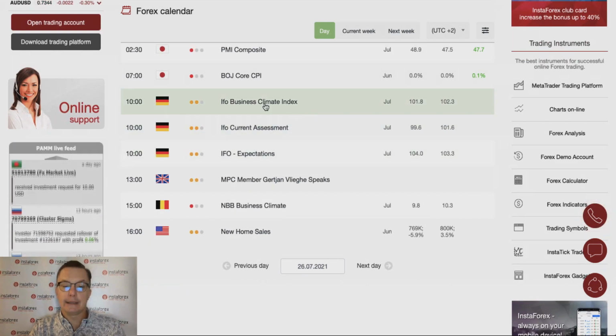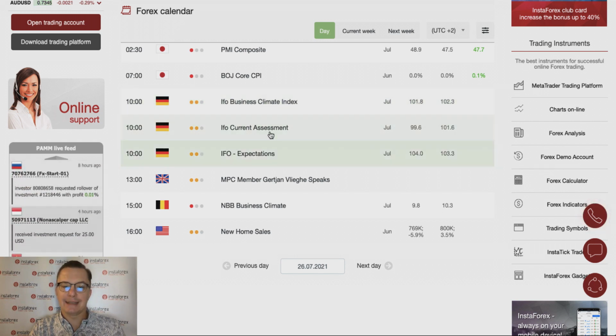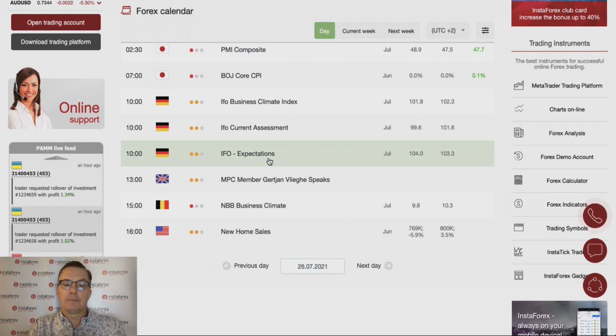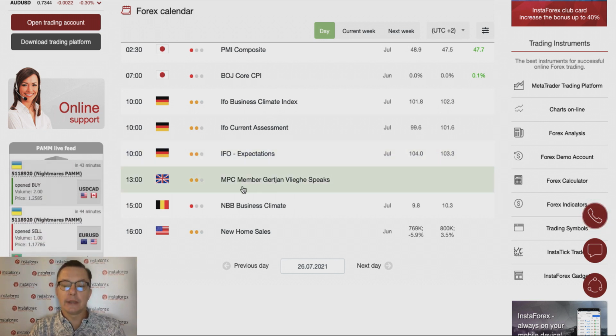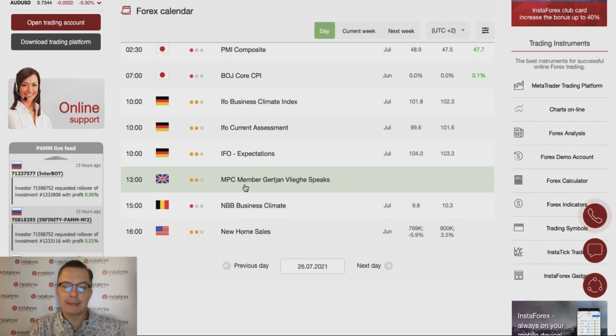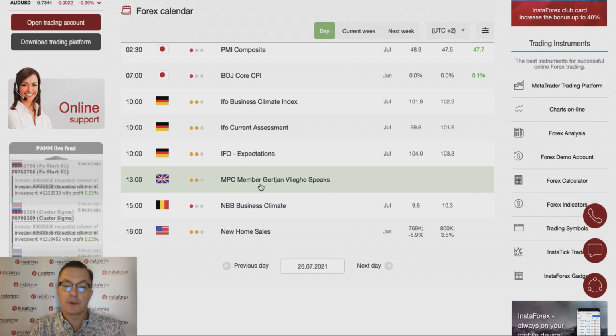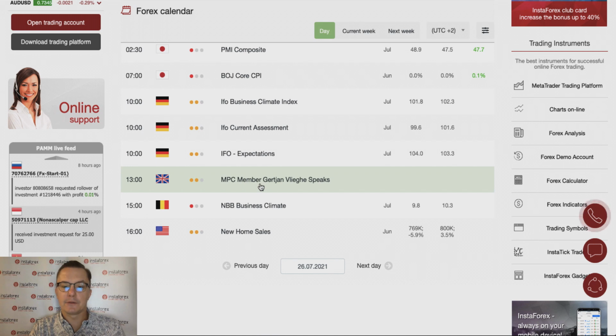But the key data for today are the IFO data from Germany. As you can see, we got the business index, current assessment, and the expectations data. All of them are scheduled for release at 10 o'clock. More of the new data are scheduled at 1 p.m. This is MPC member Vlieghe, who will give us a speech. Of course, this is the member of the UK council.